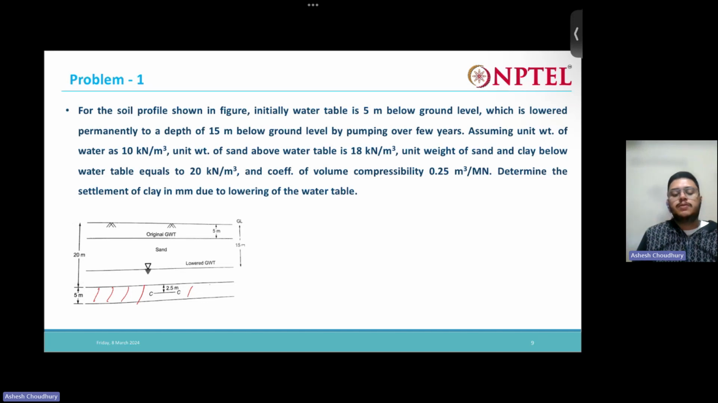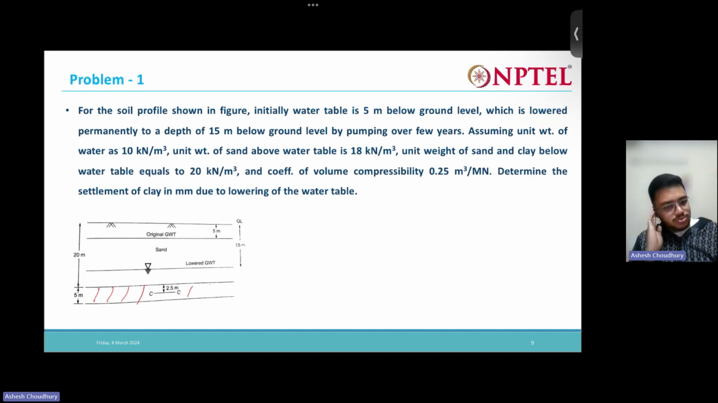Okay, that is the drainage layer. So initially the water table is at a depth of 5 meters, right? And then due to the pumping, the water table got reduced to 15 meters depth. The depth of the water table increased, so the water table got more below, right? So what will happen actually?